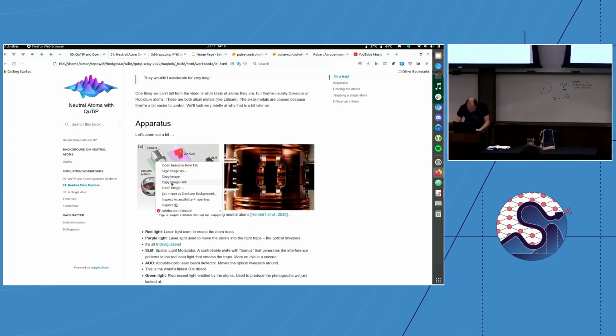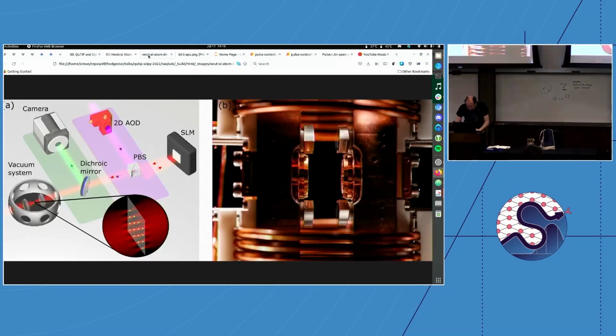Okay, let's have a look at the actual device. Most of these pictures I've borrowed from the Pascal team. So, here on the left, we can see the vacuum system, and that tiny little dot is where the atoms live. The atoms are alkali, so the important thing is that they have just a single outer electron, which makes everything easier to control.